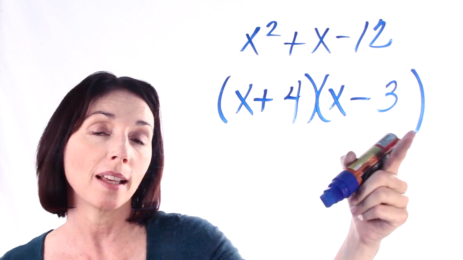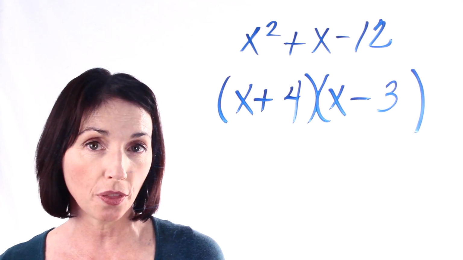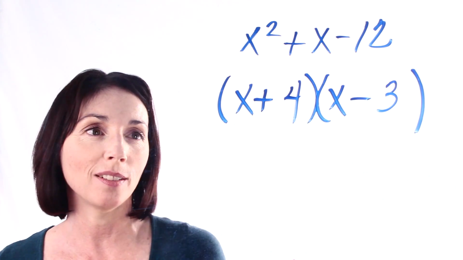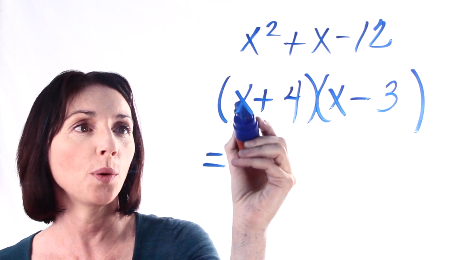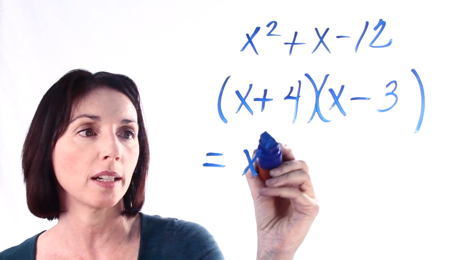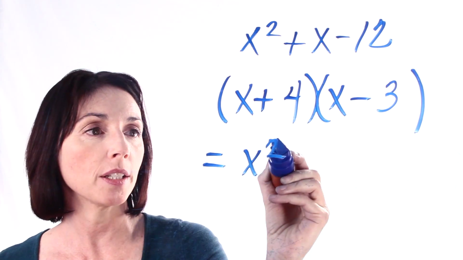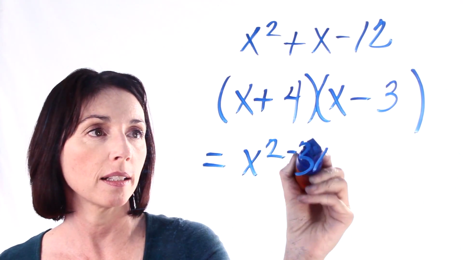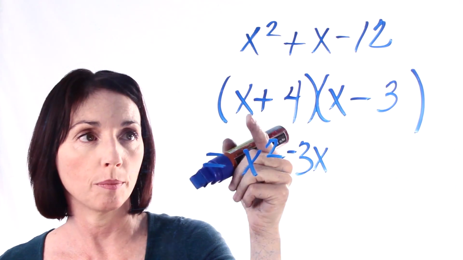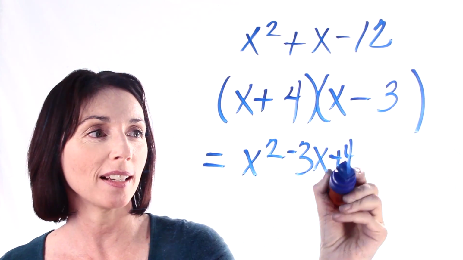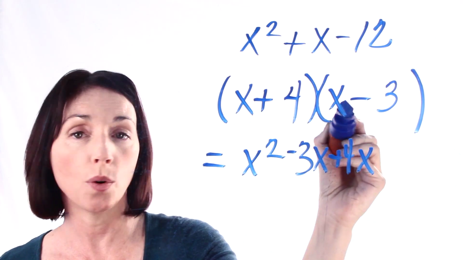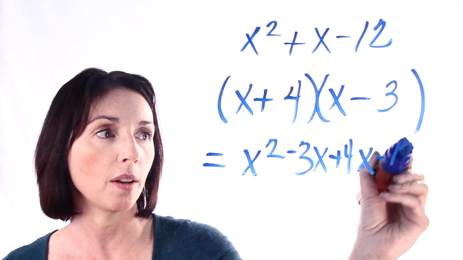Now I'm going to multiply this back out again using the FOIL method, and you'll see that it's the right factorization. So x times x gives us x squared. X times minus 3 is minus 3x. 4 times x, a positive 4 times x, is plus 4x. And then positive 4 times negative 3 is minus 12.